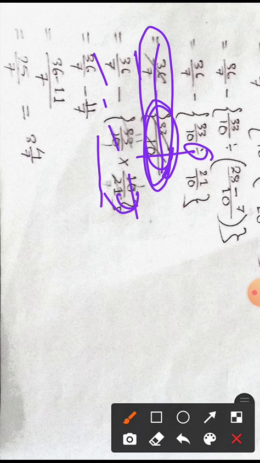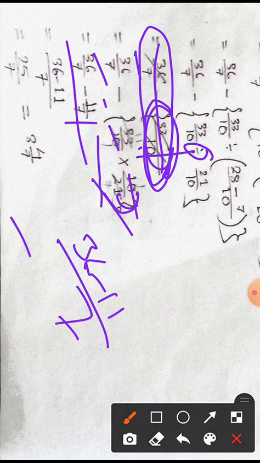So 10 cancels 10, and in the table of 3 you can also cancel 33 and 21: 3 elevens are 33, 3 sevens are 21. So finally what is left is 11 by 7, 36 by 7 minus 11 by 7. So the denominators are the same, therefore we don't need to take out the LCM. We'll directly write 36 minus 11 by 7. If you subtract, you will get 25 by 7.